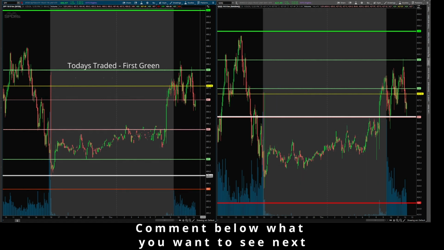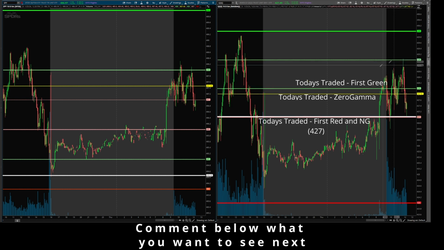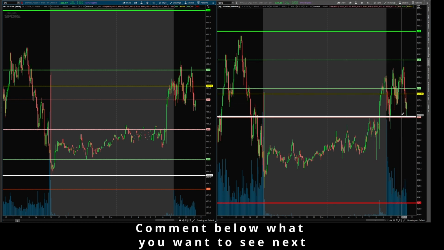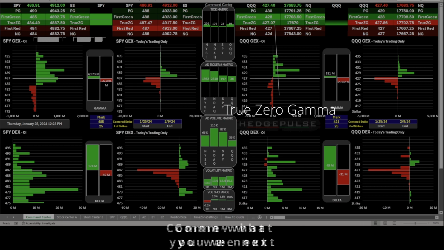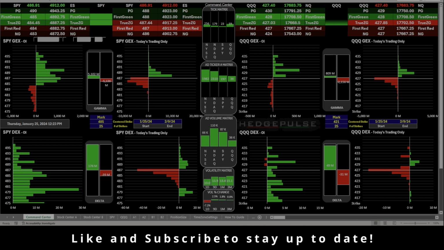This white one is the zero gamma from the SPY open interest chart, which is the left chart. Over here on the right we have QQQ, the PG, first green, and the yellow are the zero gamma from the today's traded only, and the white is from the left side of the chart where it says QQQ GEX OI. That's the big white bar, that is the true ZG. Okay, so just so you have a visual representation, here we go.